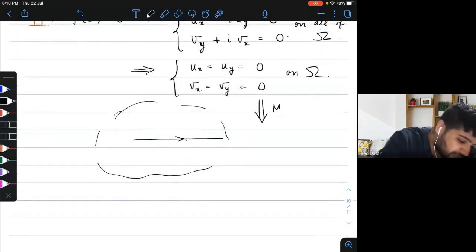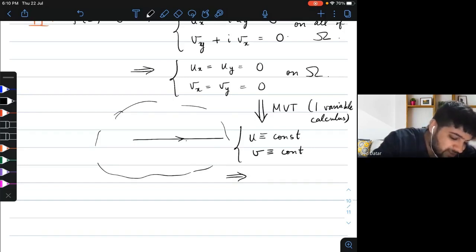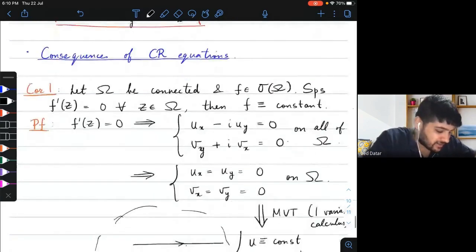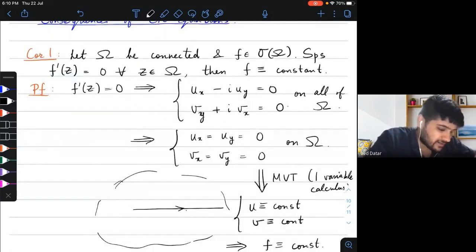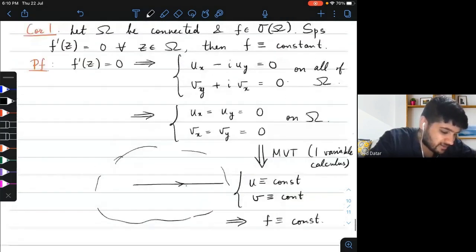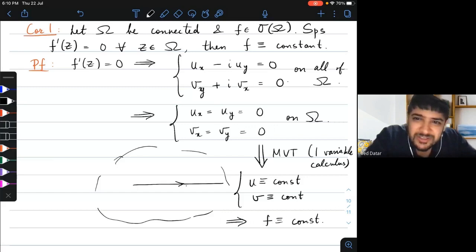So the mean value theorem from one variable calculus, which I think we also study in high school, implies that u is a constant and v is a constant. But then that implies that f is a constant. Right, so that proves it. If you remember, we had used this fact in proving that the exponential function is the unique function which satisfies that particular differential equation, right?